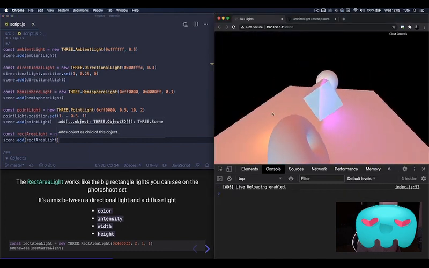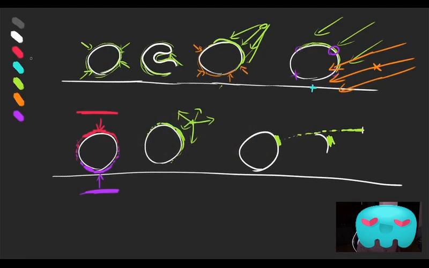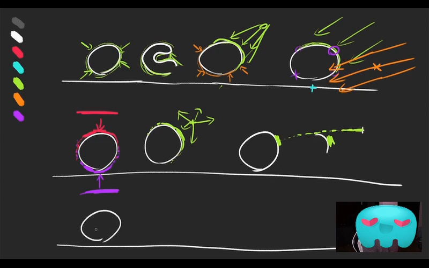The RectAreaLight, it's like on the photo shoots. The idea, I'm going to draw again. I like to draw. So this is up when you set. So we have our sphere. It looks like this. And the area light, it's like having a rectangle like this.